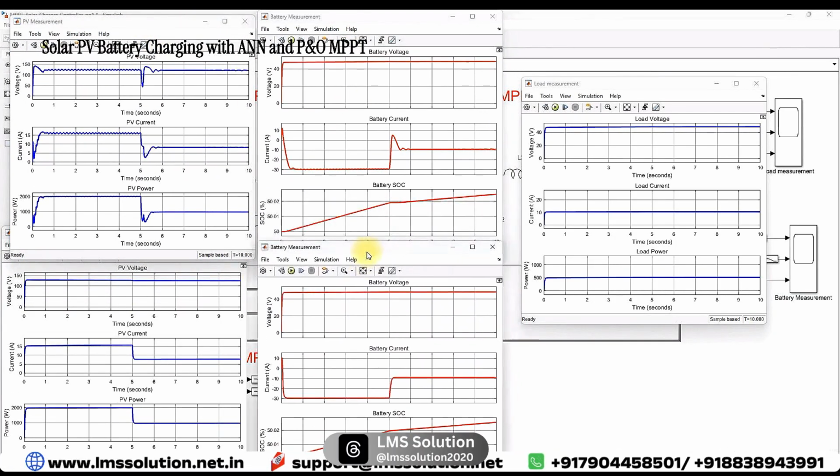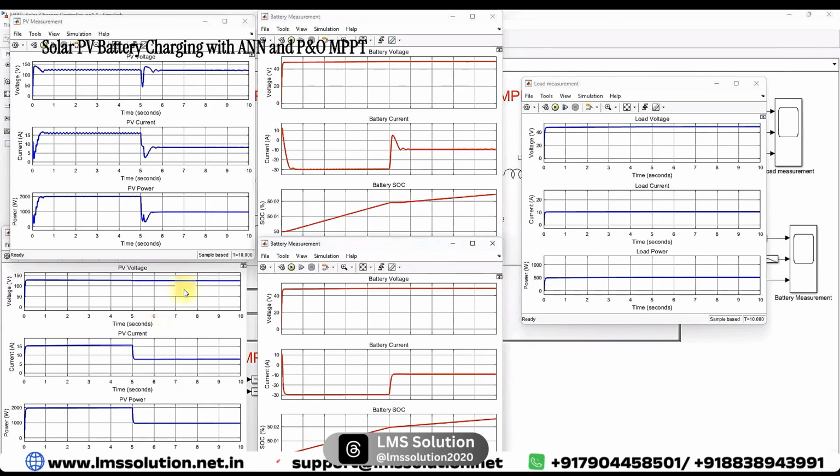When comparing the result of both, you can see that the ANN MPPT provides a smooth response. The transient response is very smooth. There is no oscillation or transient behavior in the PV voltage, current and battery current. So when comparing both results, ANN provides a better result than the PO MPPT for battery charging control.